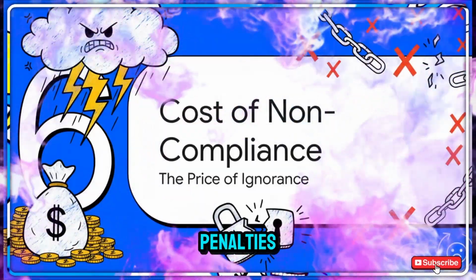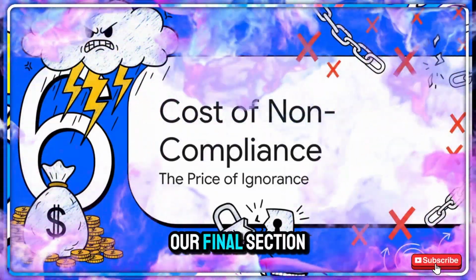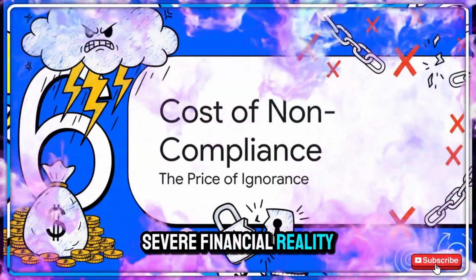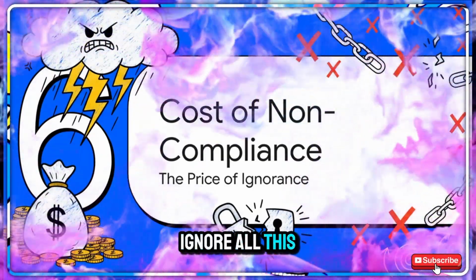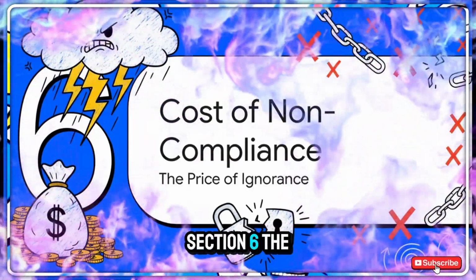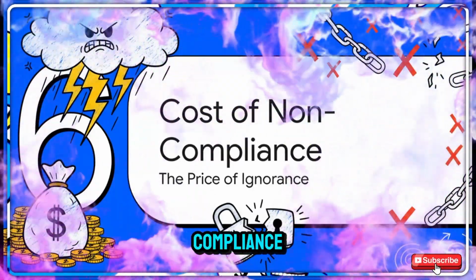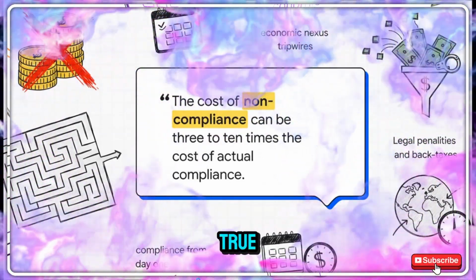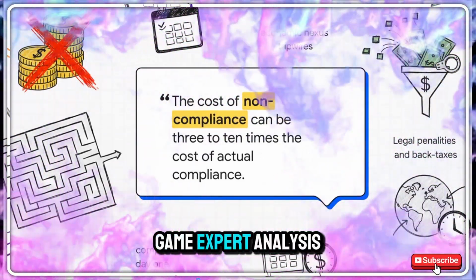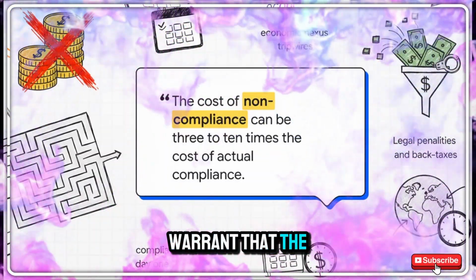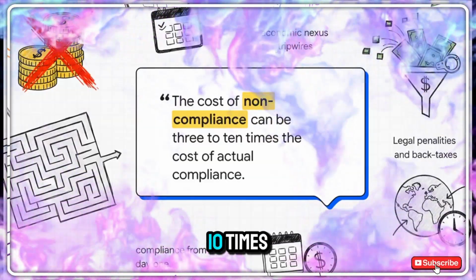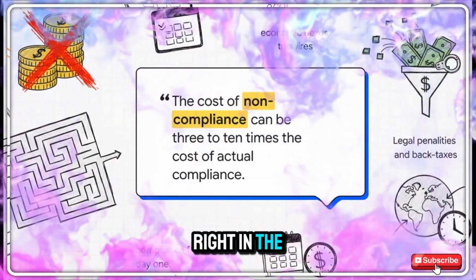And speaking of penalties, let's dive into our final section, analyzing the very severe financial reality awaiting those who ignore all this. Section 6, the cost of non-compliance. This data point perfectly exposes the true stakes of the game. Expert analyses bluntly warn that the cost of non-compliance in the US can be anywhere from 3 to 10 times the cost of just doing it right in the first place.